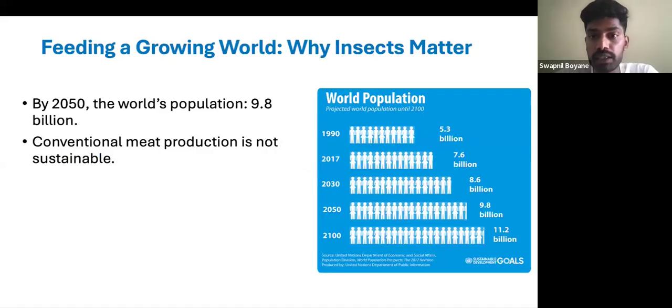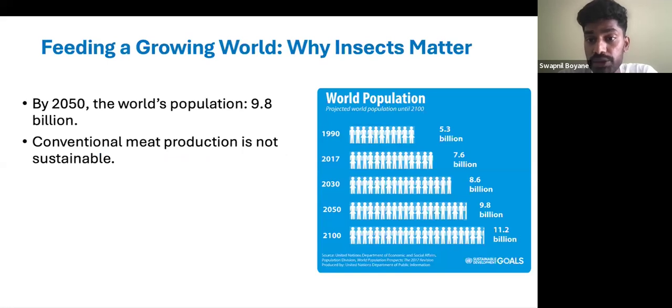So why would we need to care about, or why would we consider, beetles as food? One of the main reasons is that the world population, the human population, is day by day increasing.